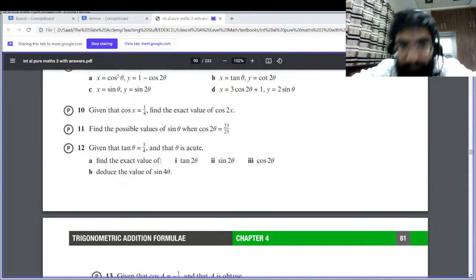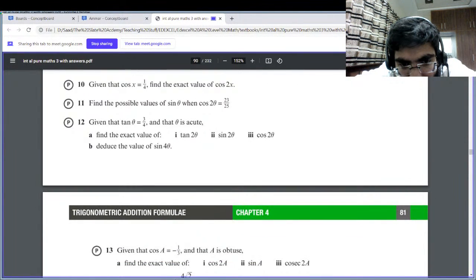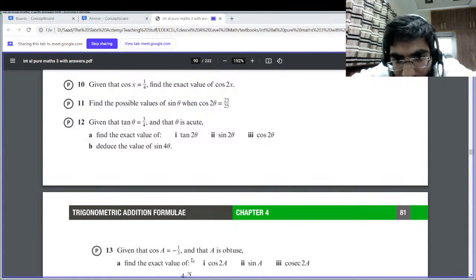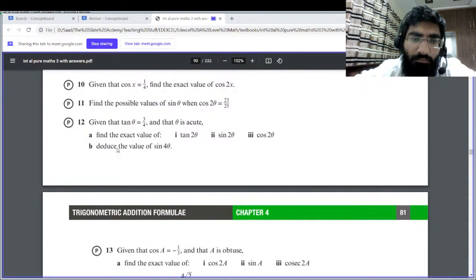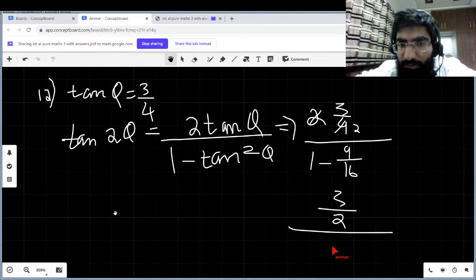2 tan theta over 1 minus tan square theta. And 3 by 4 squared becomes 9 by 16. For this one, things would be easy if you do tan theta, you'd be able to handle that, but what about sine theta and cos theta?